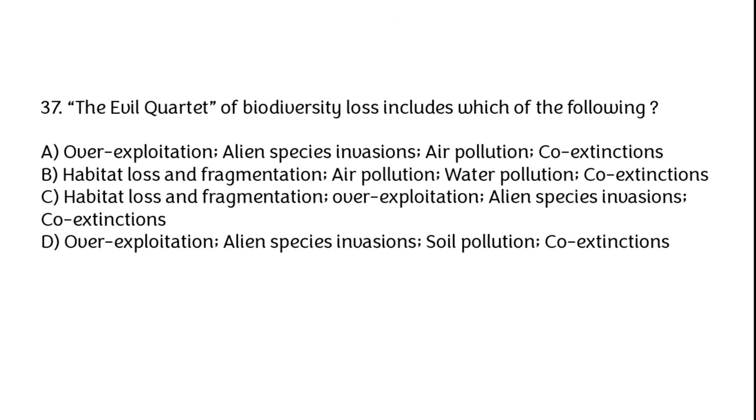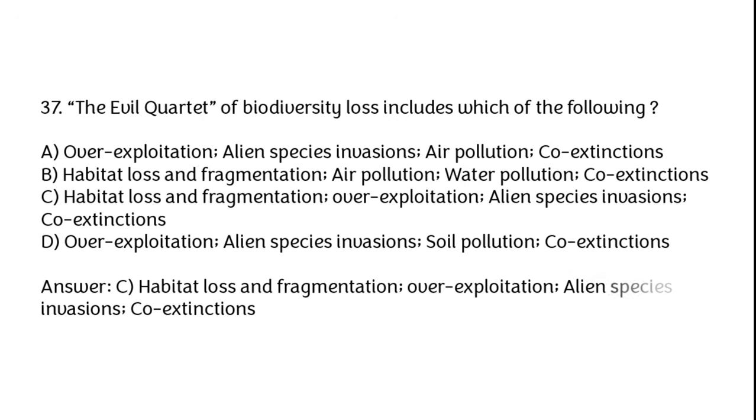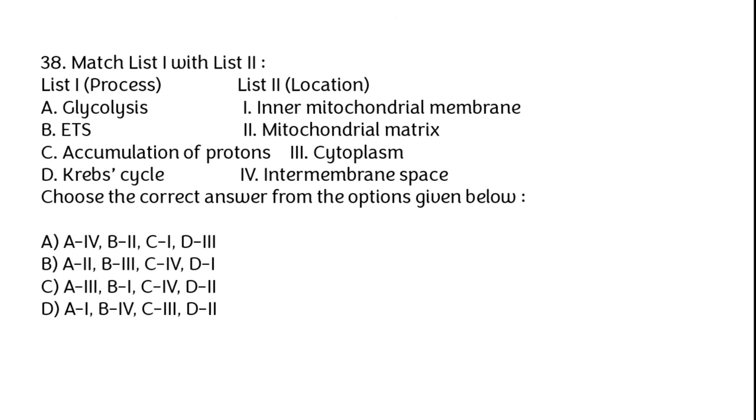The evil quartet of biodiversity loss includes which of the following? Correct answer is C. Habitat loss and fragmentation, overexploitation, alien species invasions, coextinctions. Match list 1 with list 2. Correct answer is C.